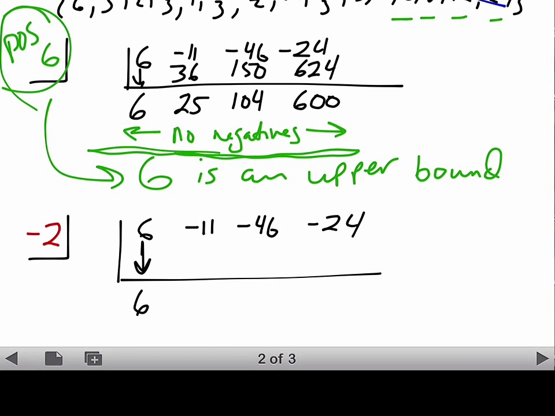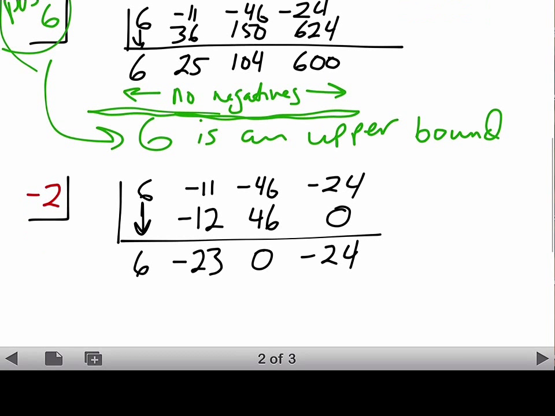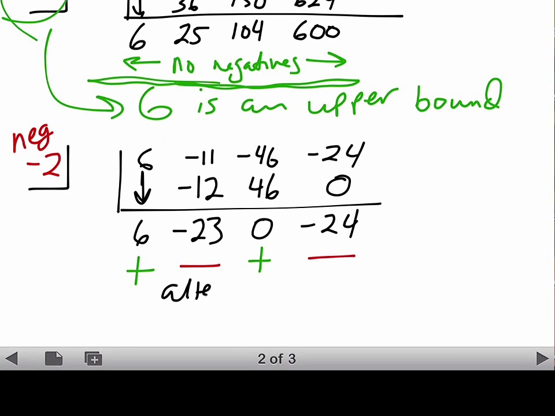Bring down that 6. Negative 2 times 6 is negative 12. Negative 11 plus negative 12 is negative 23. Negative 2 times negative 23 is 46. Negative 46 and 46 are 0. Negative 2 times 0, either way, it's 0. Negative 24 plus 0 is negative 24. If we have a negative number in the penalty box, and the signs in the bottom row of synthetic division alternate, then what we have is a lower bound.